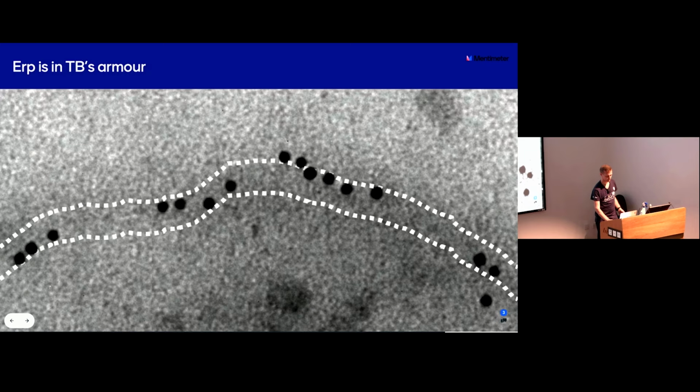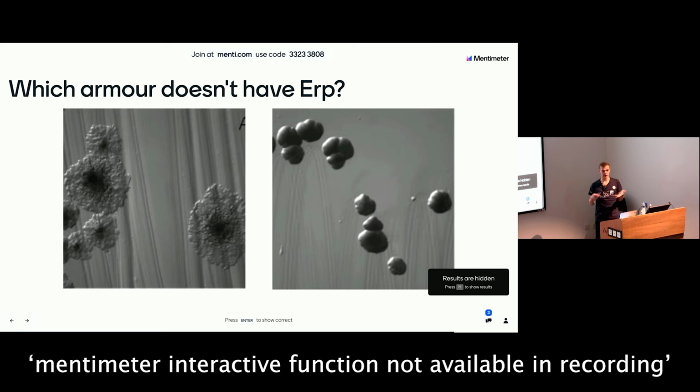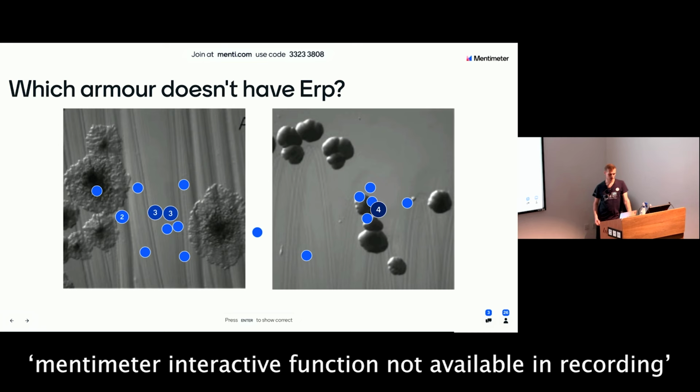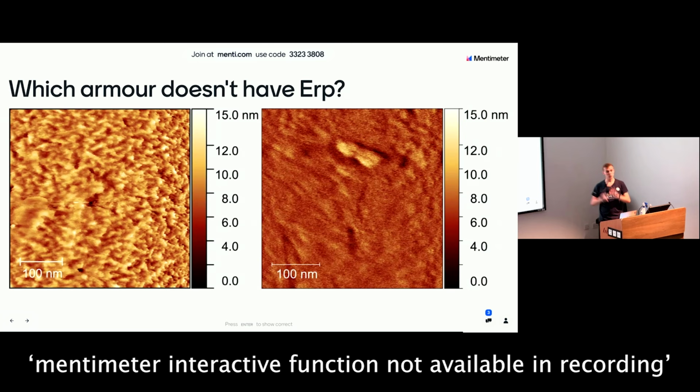Now, the armor makes the bacteria look different. So one of these has normal armor, and one of these is missing my protein ERP. If you go onto your phone, you should be able to pick which picture you think doesn't have my protein ERP. Right, so actually, this armor doesn't have ERP. The normal bacteria have this kind of rough and bumpy shape when they grow on plates. And the bacteria that don't have ERP in the armor have this kind of smooth shape when they grow on plates.